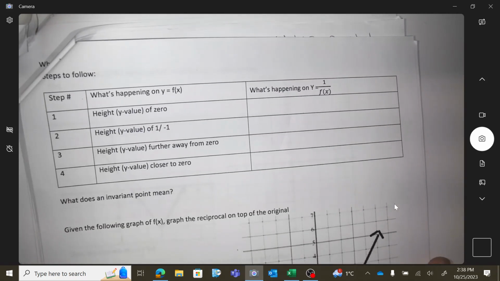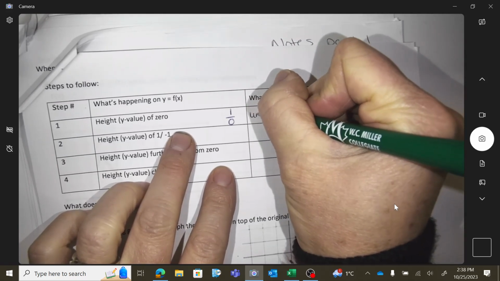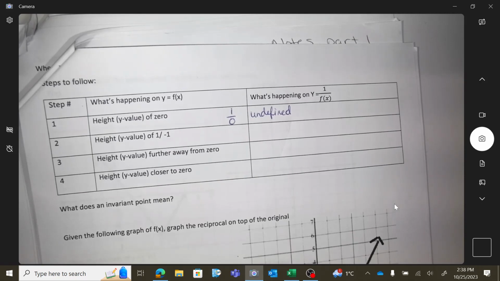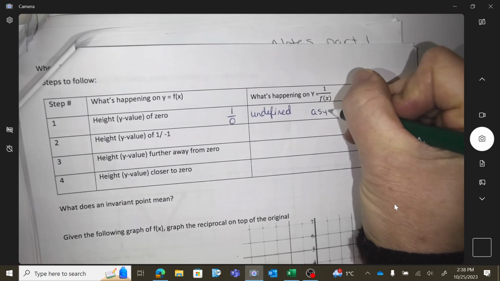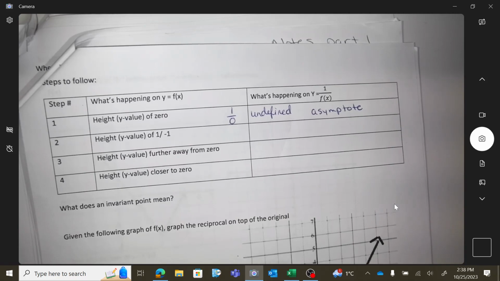So what happens if you have a height of 0? Well, we flip it. It becomes undefined. And if I'm graphing undefined, how do you graph undefined? It's a crazy word, and you learned it last year, and it starts with an A. What is it? Asymptote. An asymptote shows me it's an undefined number.